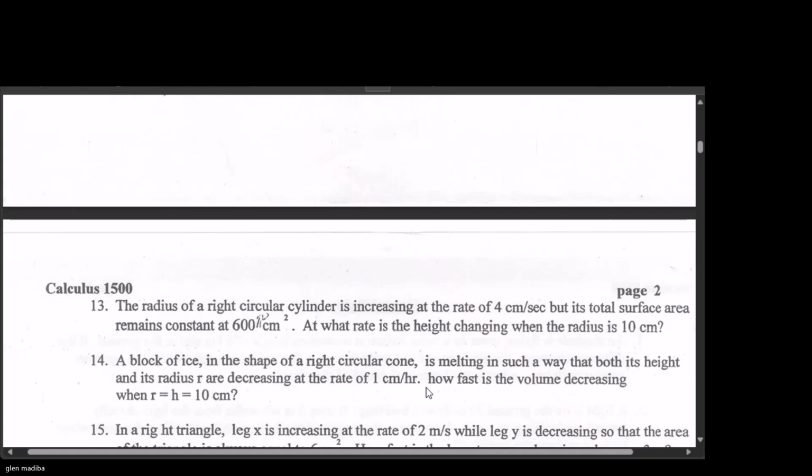Sorry, wait, let me read. You said I must read. How fast is the volume decreasing when R equals H, which equals 10 centimeters? Okay. Now, this will help me to answer your question. And probably, having read this slide, you may be in a position to answer the very same question that you asked me. Therefore, how fast is the volume decreasing when R equals H, which equals 10 centimeters?